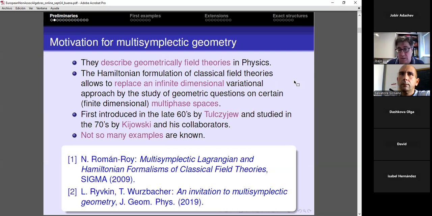The first works concerning this multi-symplectic geometry are from the 60s and 70s. But the main problem that physicists have is that there are not many examples of manifolds with multi-symplectic structures. So we wanted to give a large number of examples, and obviously Lie groups in geometry are a nice way to obtain many examples.